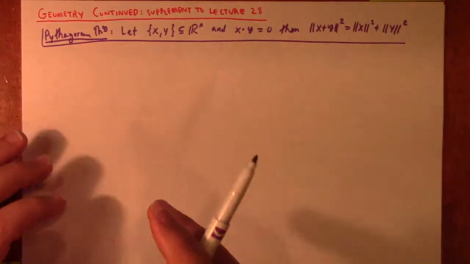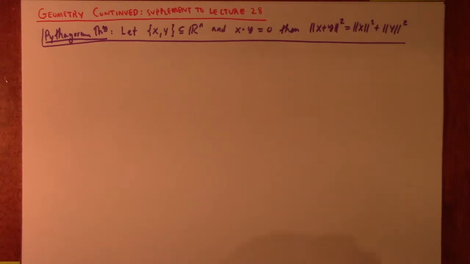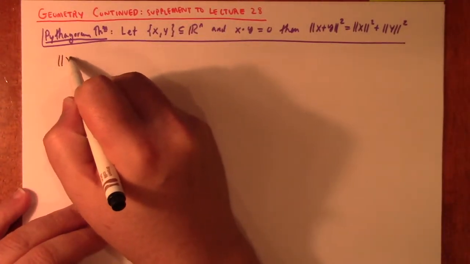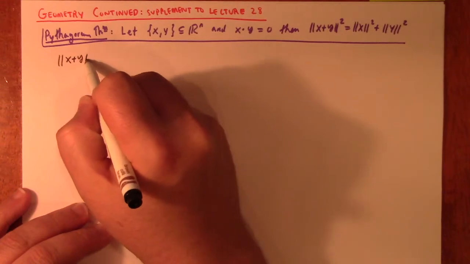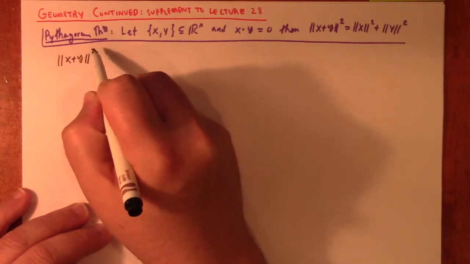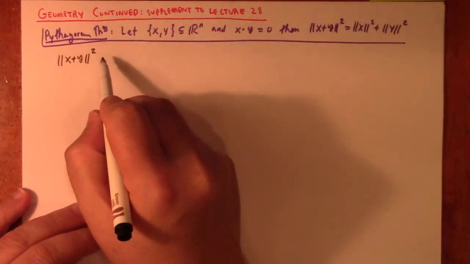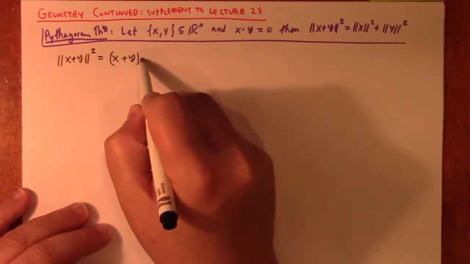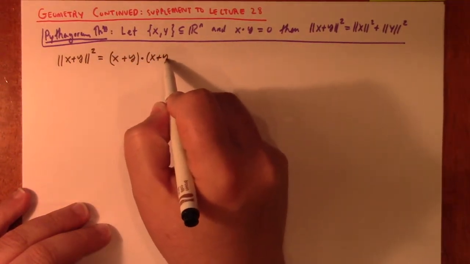So the proof is as follows. You simply take the dot product of x plus y with itself. See, anytime you want to understand something about the length of a vector, it's useful to remember that the length of a vector is easy to understand if we square it. And the square of the length of the vector is x plus y dotted with x plus y, okay?